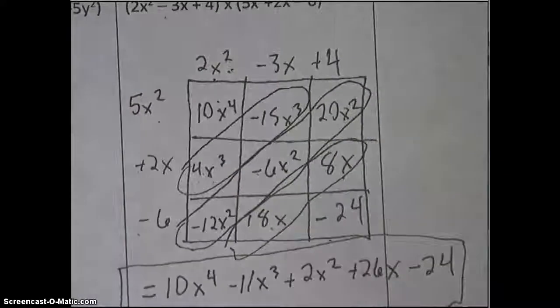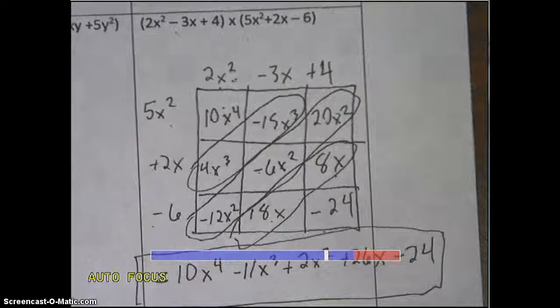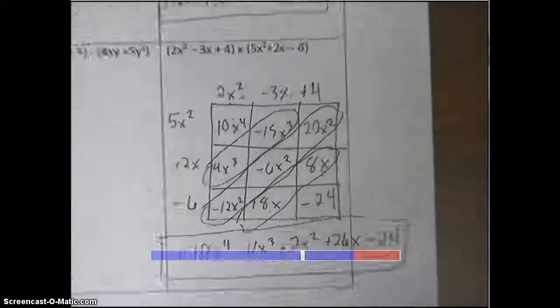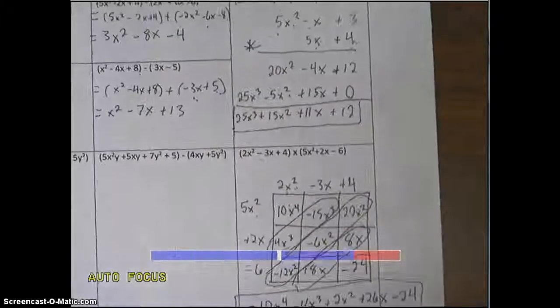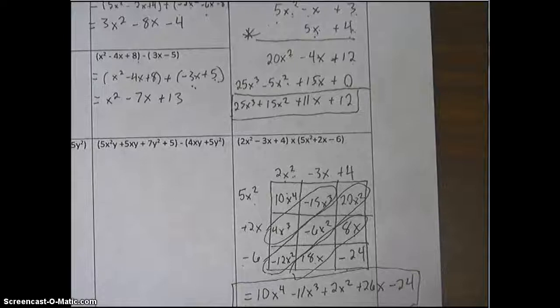So you've got 2 methods to multiply polynomials. You can either use the old-fashioned 3rd grade multiplication way, or you can use the box method. You have a choice.